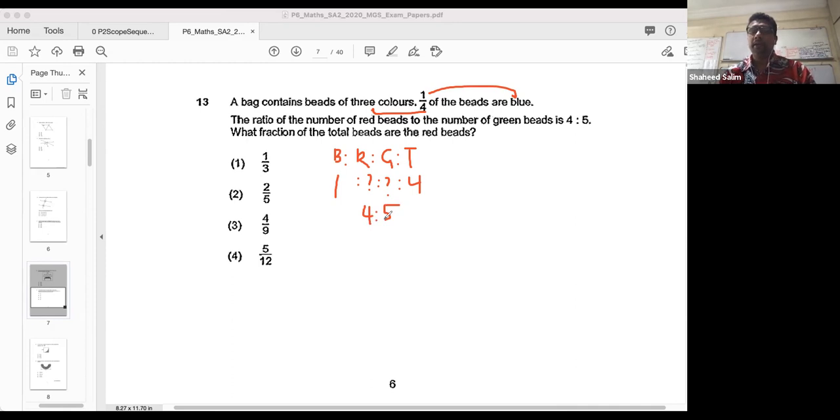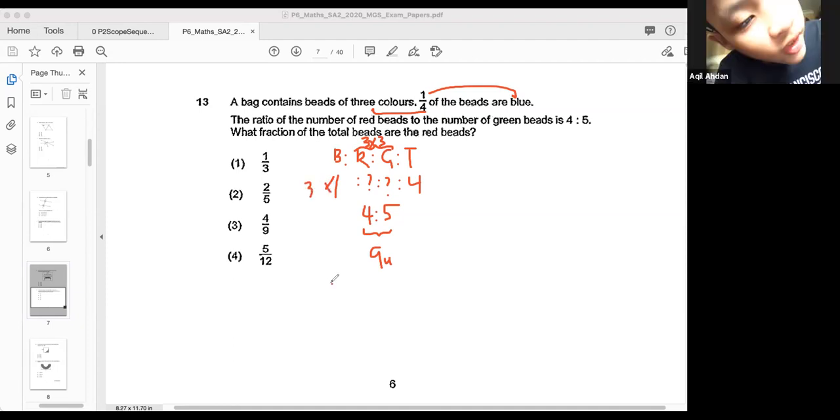Can you see? Now we got to make it the same. Red and green, how many units? 9 units. Total, let's say 4 units. How total 4 units? We take 4 minus 1, you get 3. This one is 3. Can you make this the same as the 9? Can you times by 3? This one must times 3 also.